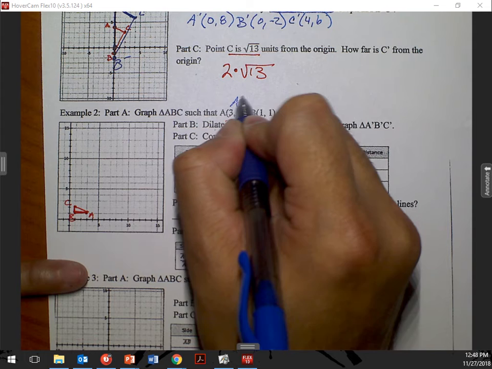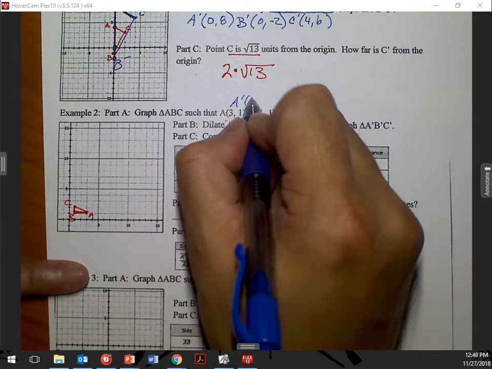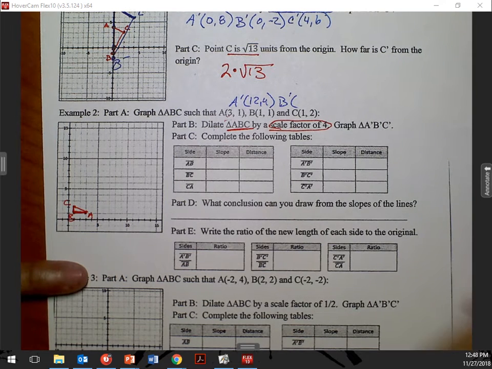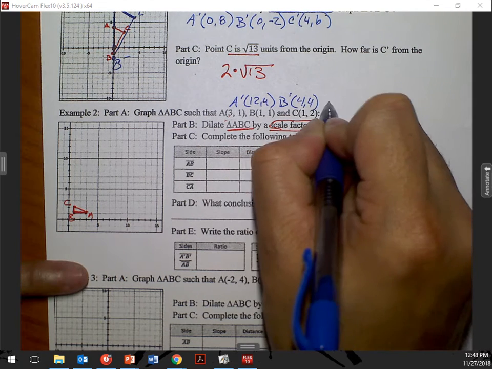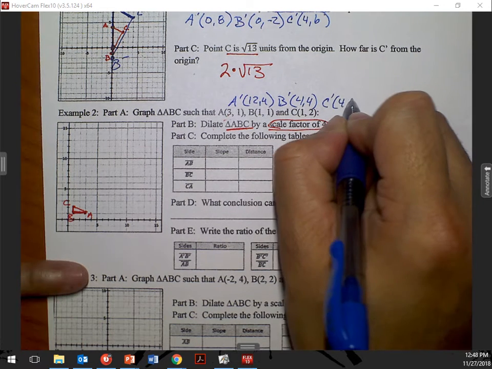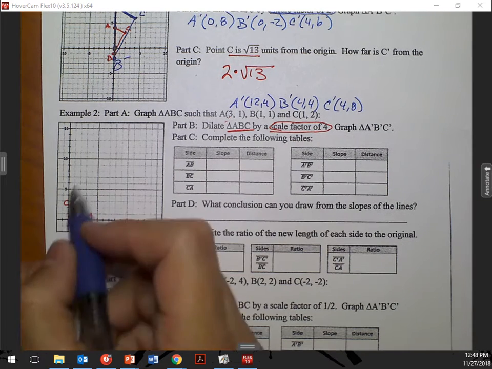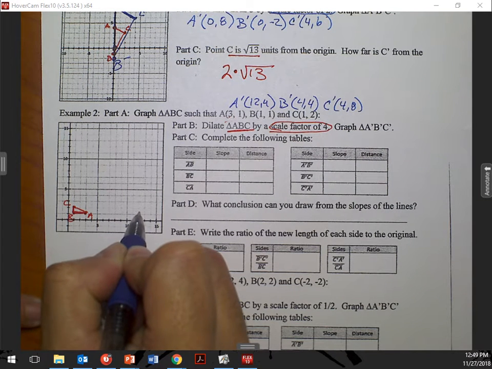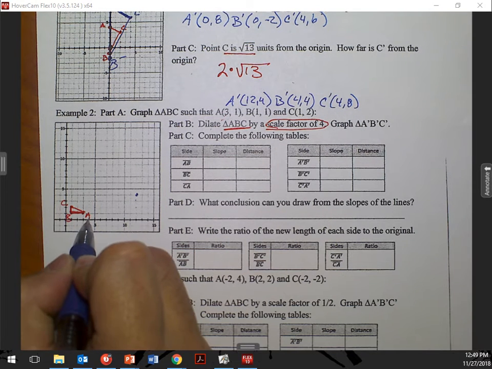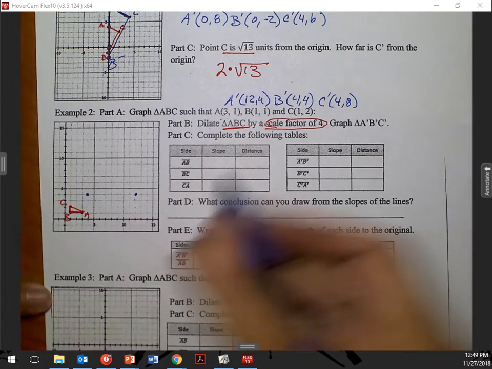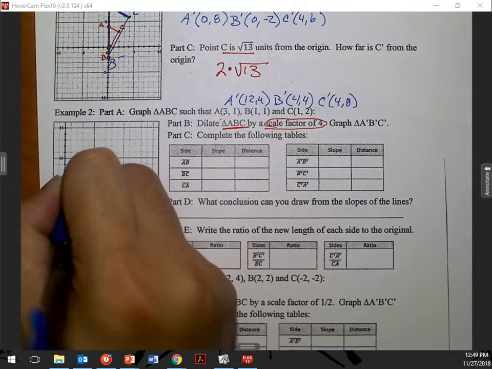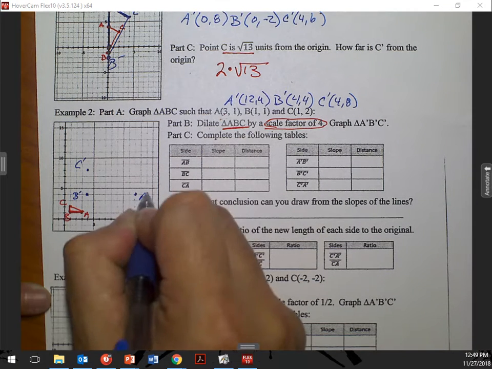So A prime would be where? 12, 4. 12 and 4. B prime would be 4, 4. C prime would be 4, 8. 4, 8. Okay, let's put that on there. 12, 4, so 12, 2, 3, 4, 4, 4, and 4, 8. C prime, B prime, A prime.